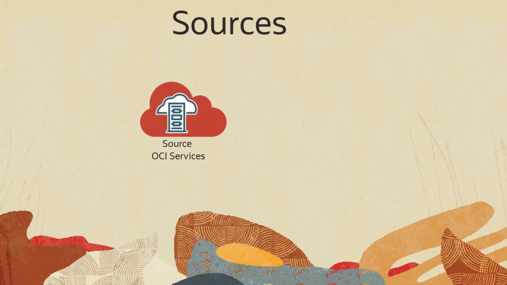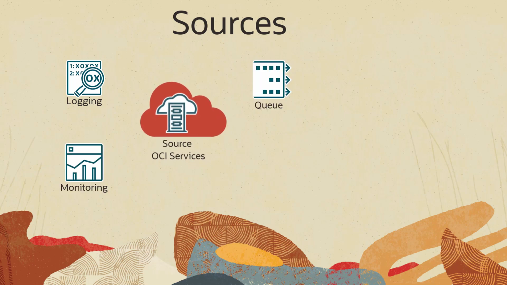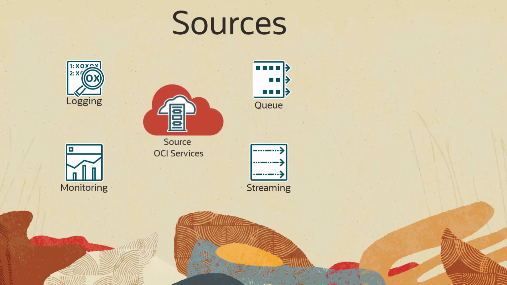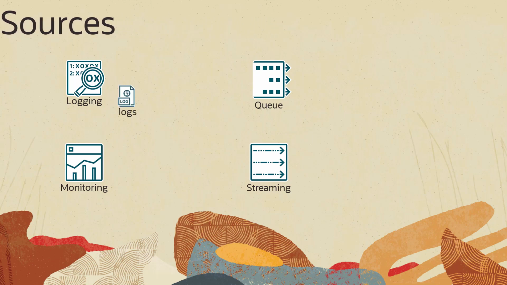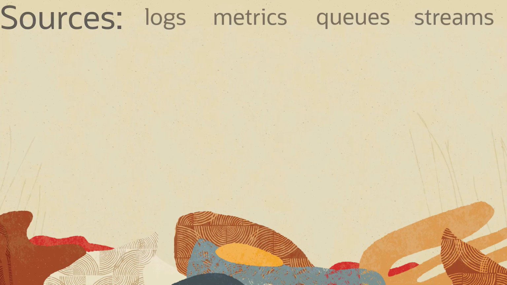Integrated source services include OCI logging, OCI monitoring, OCI queue, and OCI streaming. Source data that you can move includes logs, metrics, queue messages, and streams. The first source is logs from OCI logging.